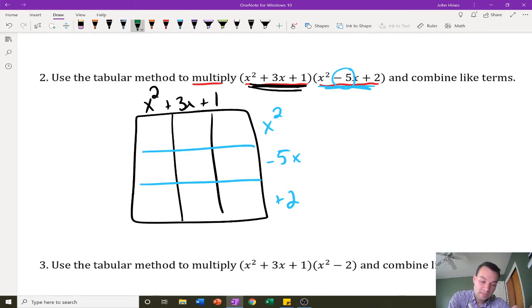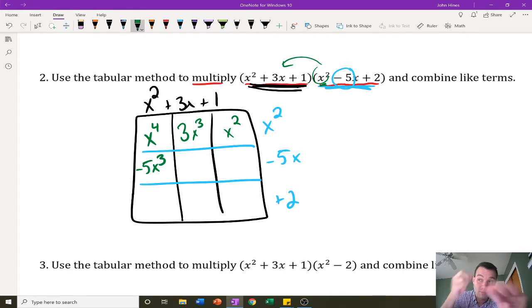X squared times x squared gives me x to the 4th. 3x times x squared is 3x to the 3rd. 1 times x squared is x squared. All I did there was distribute x squared into that whole trinomial. And now we're going to distribute again. Let's take negative 5 and multiply it through. Negative 5x to the 3rd, right? X squared and another x bumps my exponent up 1 because I have 3 x's being multiplied together there.